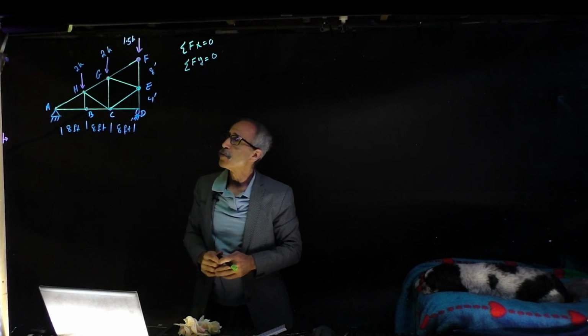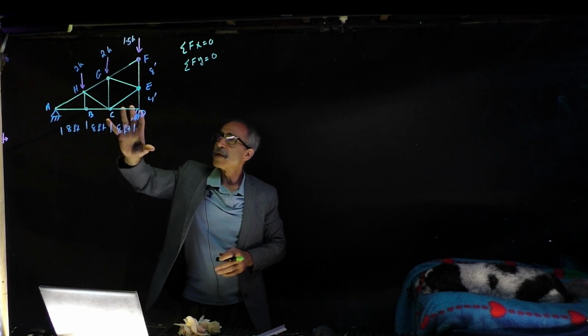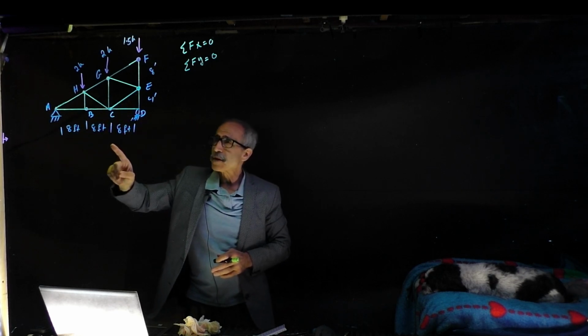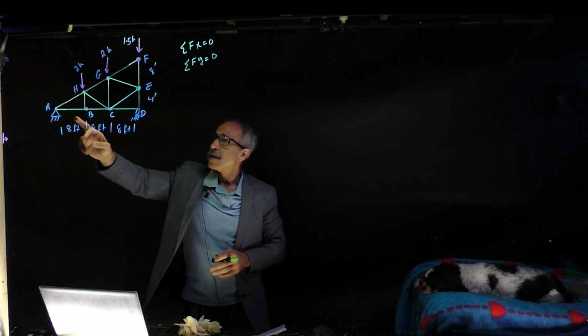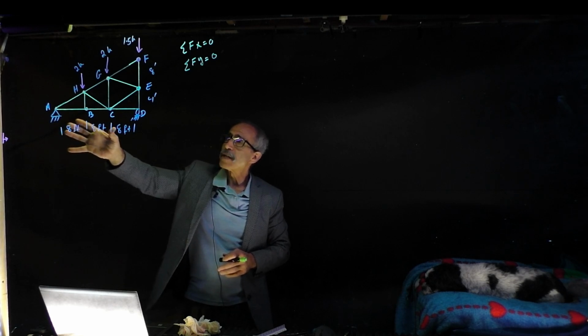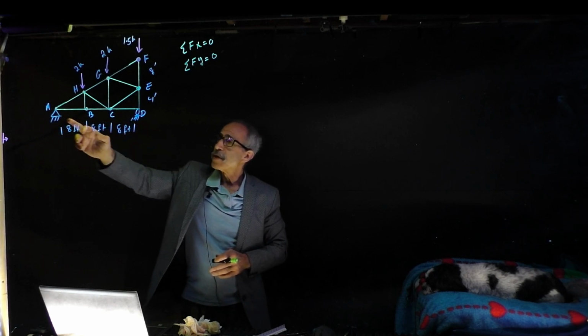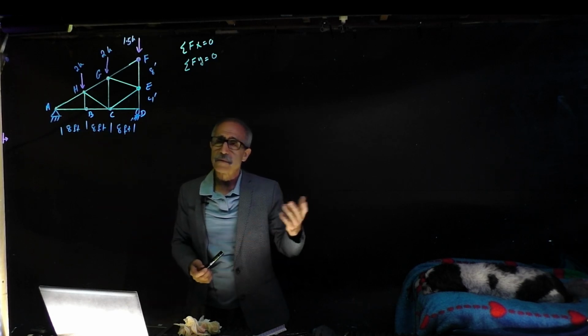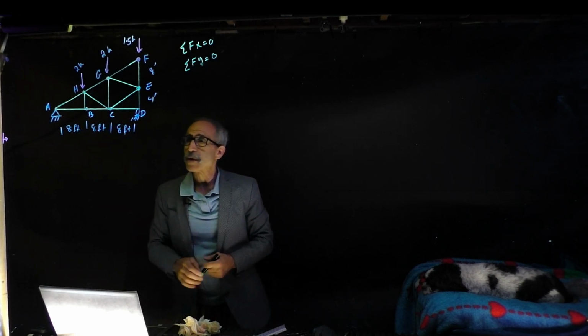And how are we going to do that? First, we're going to use two different methods. One is the method of joints, and the other one is the method of sections. In the method of joints, first we calculate the reactions, and then we take each joint and analyze it. It's very easy, a piece of cake. So let's go to work and take care of this one.